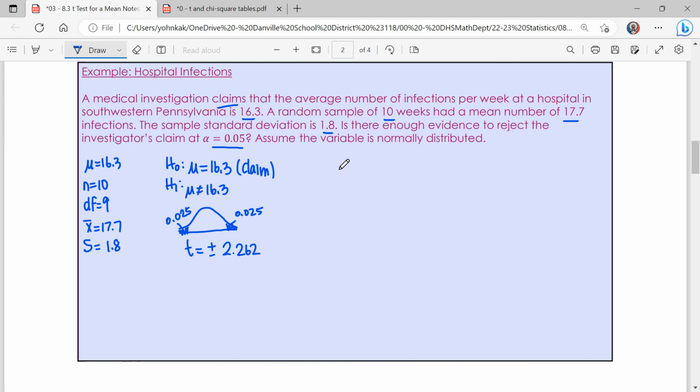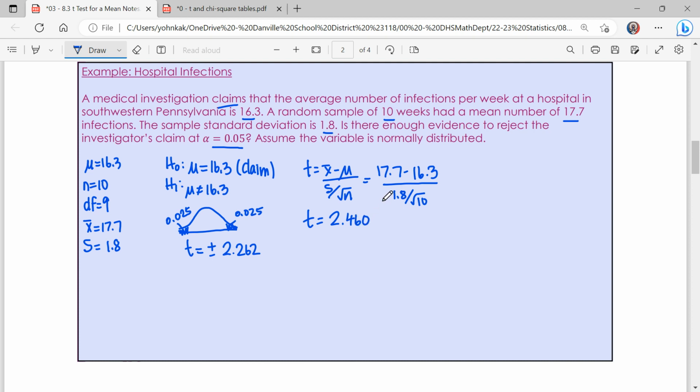All right, so now we're going to do our test statistic. The formula for the test statistic is t equals x bar minus mu over s over root n. So we're going to take 17.7, subtract 16.3, divided by 1.8 over the square root of 10. Now, since our critical value had 3 decimals, our test statistic has 3 decimals, and we get 2.460.